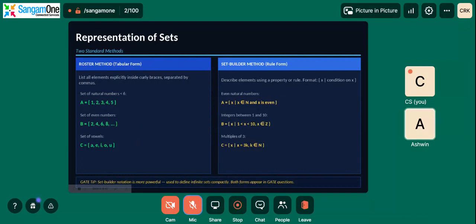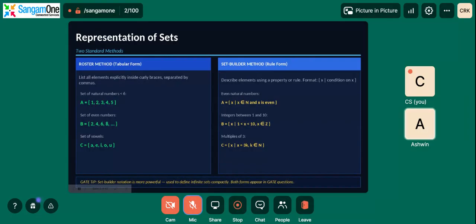So what is the set builder method? Moving on to the set builder method. The set builder method describes elements using a property or rule, in the format {x | condition on x}. Even natural numbers: A = {x | x belongs to N and x is even}.